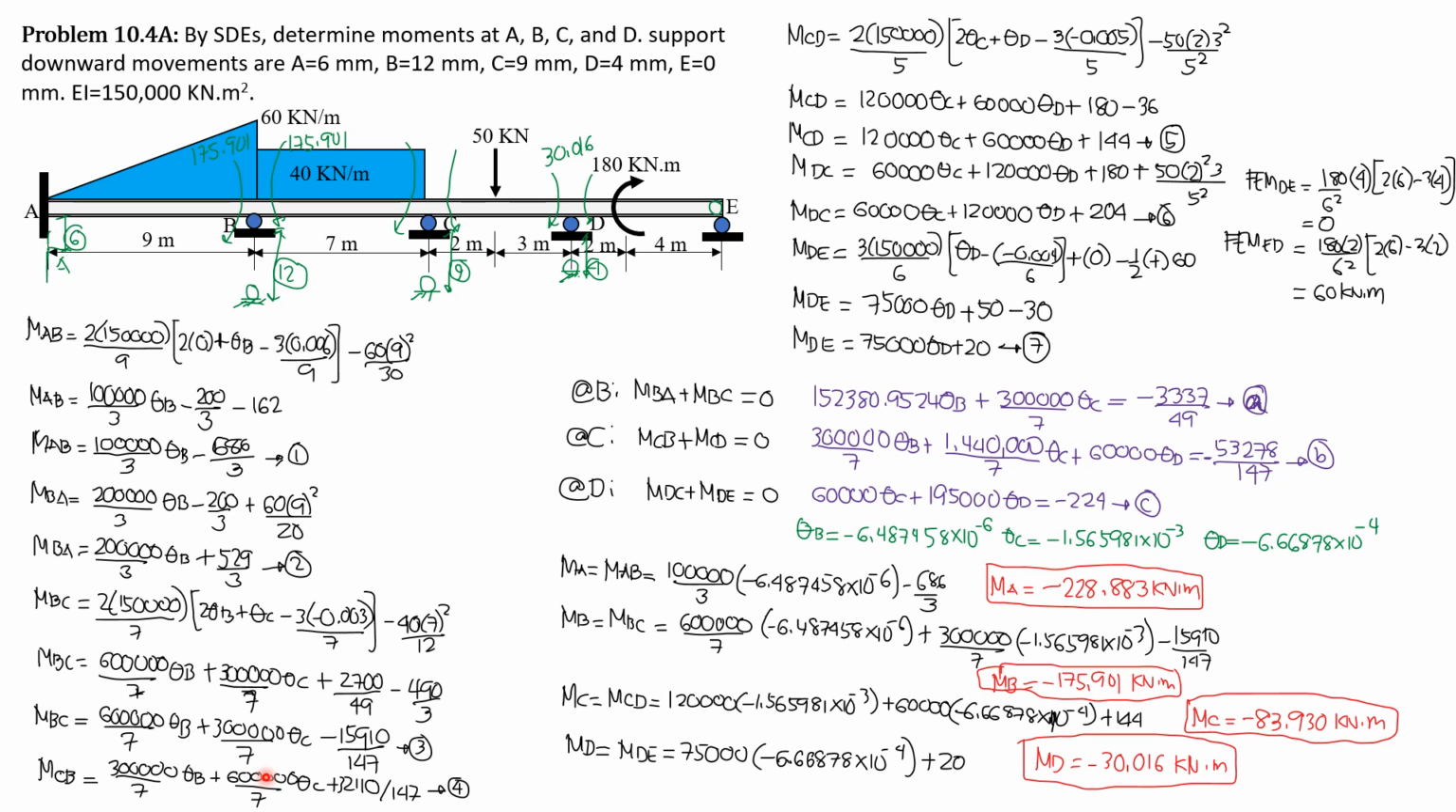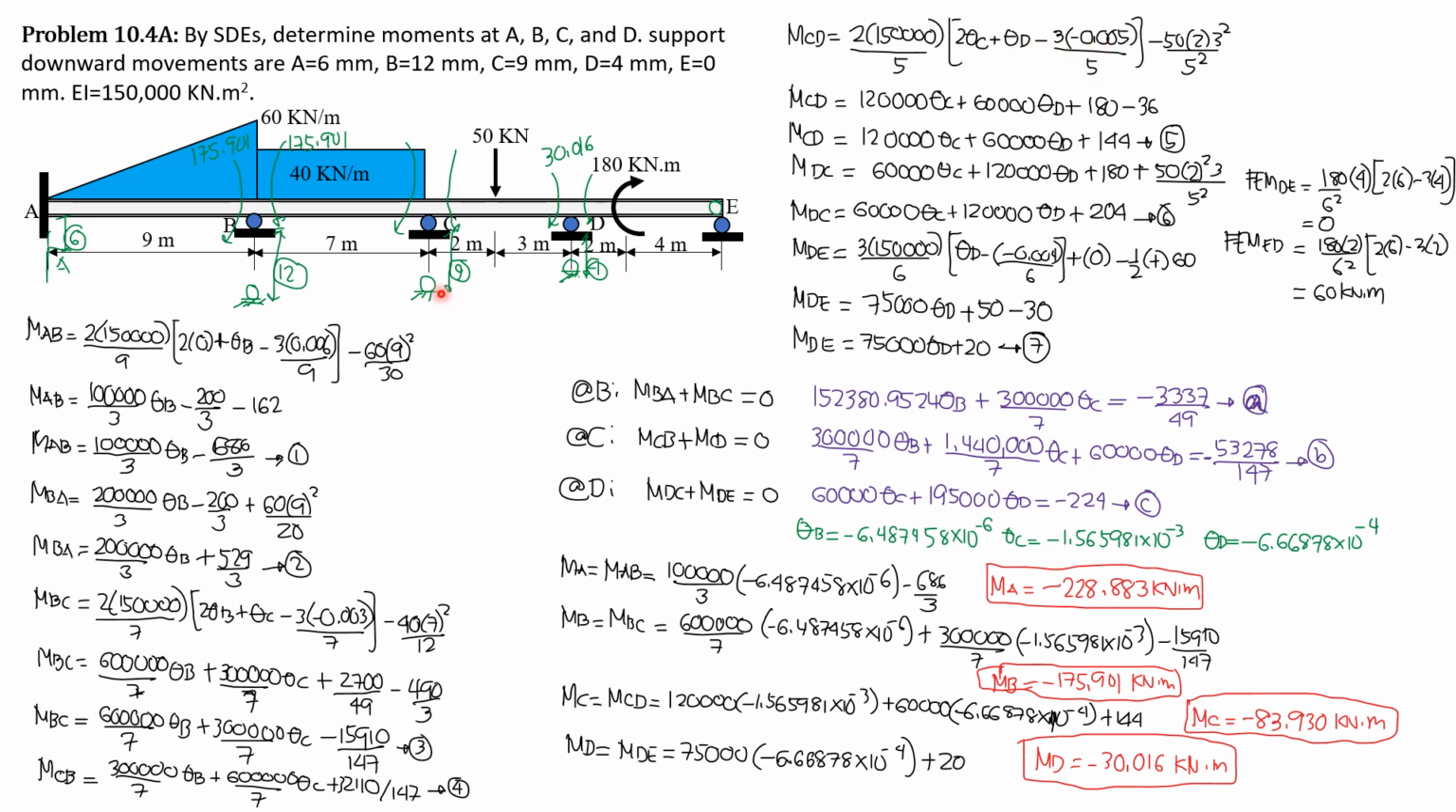MCB, the shortcut is you just interchange coefficients. So 300,000 over 7 theta B plus 600,000 over 7 theta C, then plus 2,700 over 49, then plus 490 over 3 because the loading is symmetrical and it is symmetrically applied. It covers the entire span BC and the fixed end moment at C is positive WL square over 12, 47 square over 12, but positive. So combining, plus 32,110 over 147, call that equation 4. Then MCD, 2EI, so 2 times 150,000 over L, 5, quantity 2 theta C plus theta D minus 3 delta over L.